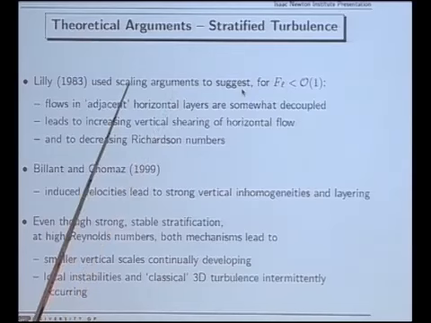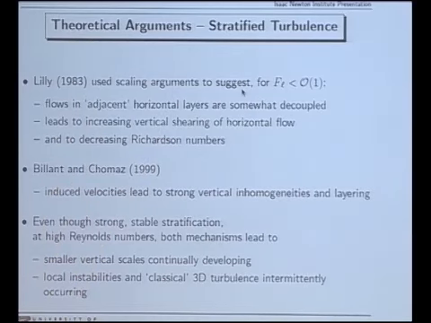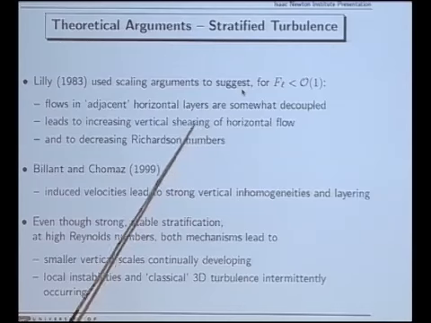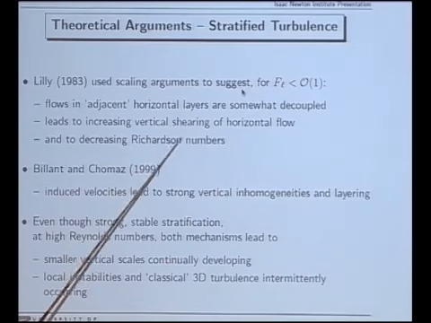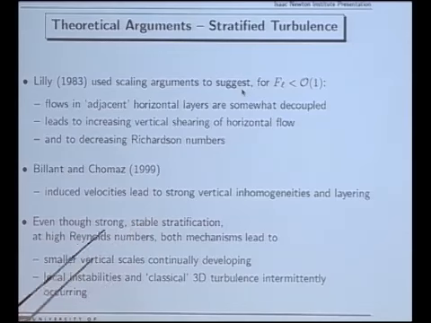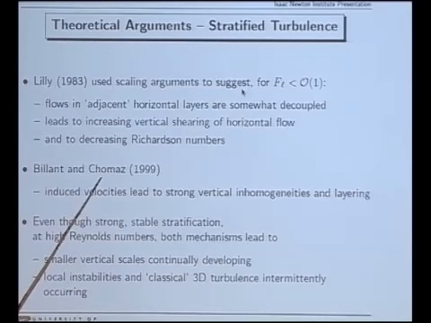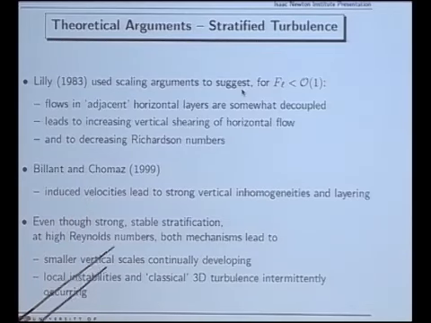So now, kind of as Michael was suggesting, there are some scaling arguments that were proposed before these. Doug Lilly, in I think a very useful paper in 1983, suggested that when the Froude number is small, the flow is kind of adjacent horizontal layers that continually decouple. If they decouple, then the shear increases, which means that the Richardson number decreases, and if that continues, there are going to be regions where the Richardson number is low enough for instability to occur.